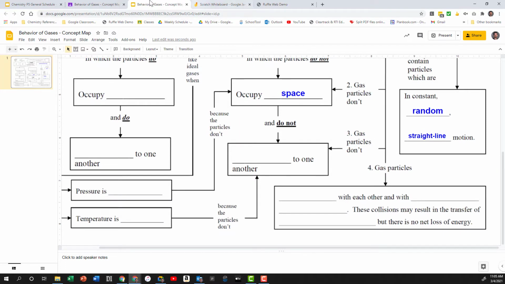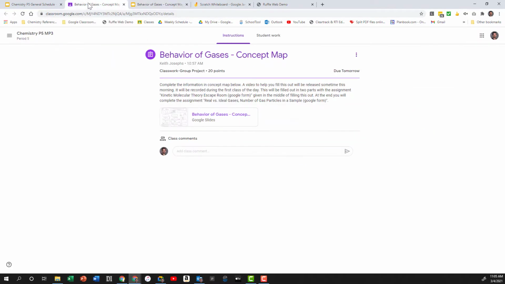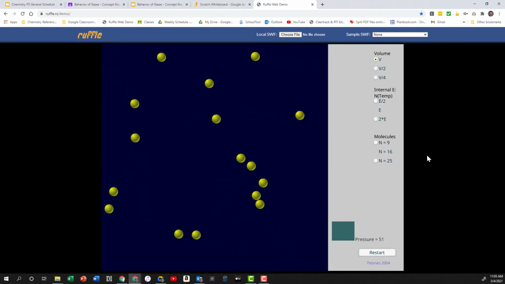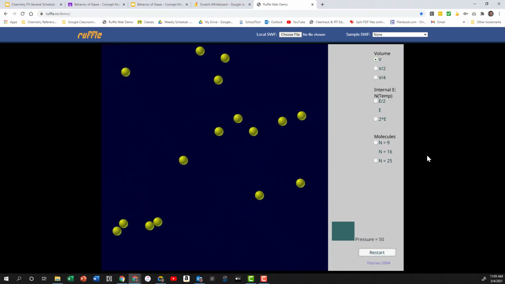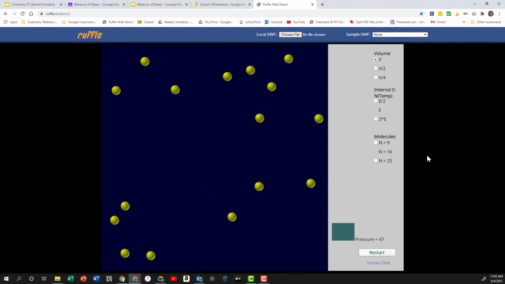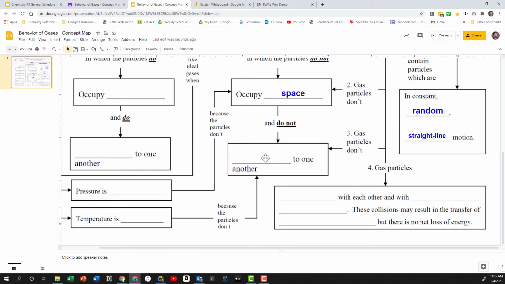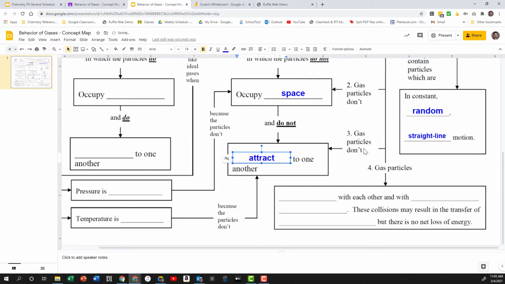Another thing that the gas particles are not doing here in this demonstration is that they are not attracted to one another, right? They're bouncing off each other, but they're not attracted to one another. And so that's the third assumption here. The gas particles don't attract to one another.